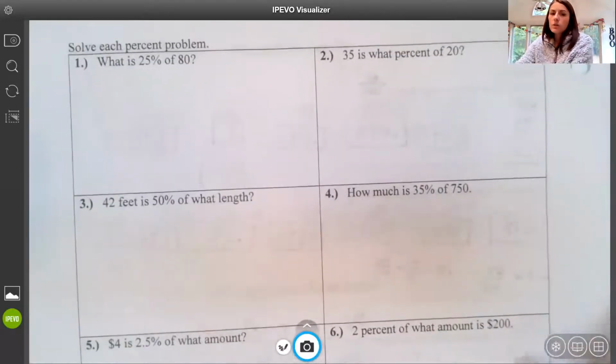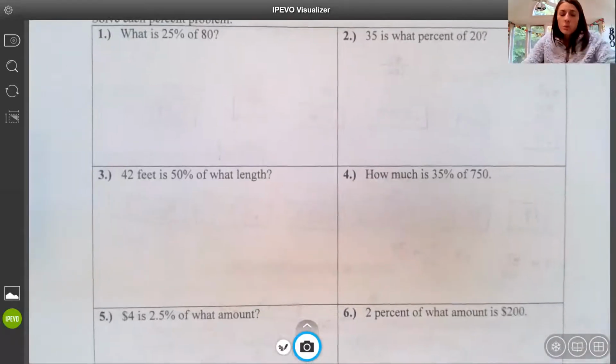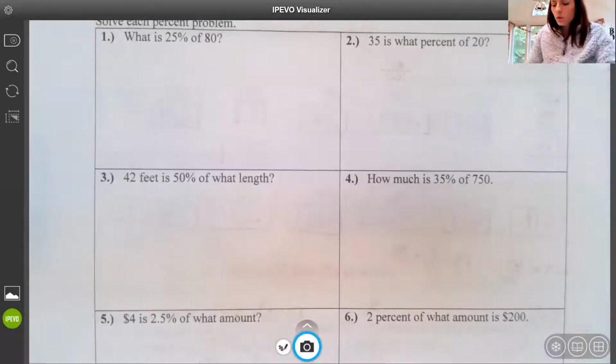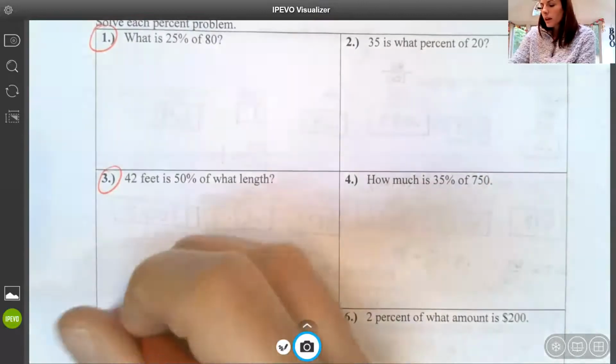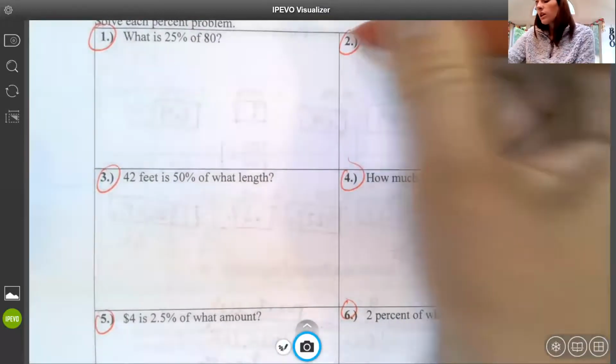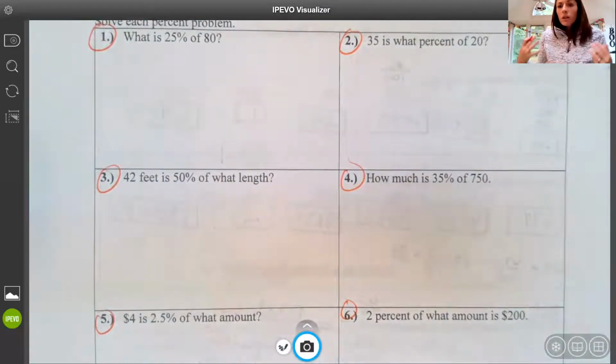And what I'd like for you to do is set up those percent proportions. I just want you to go through and set them up, okay, for each of these. What do you think the setup is? And then continue the video and check your setup. Then I'll have you pause again and solve them. So I want you to go through all of them and set them up, and then we'll continue and solve them.